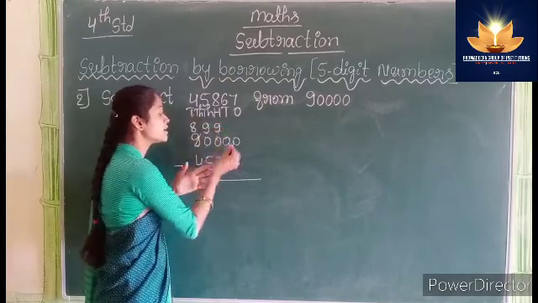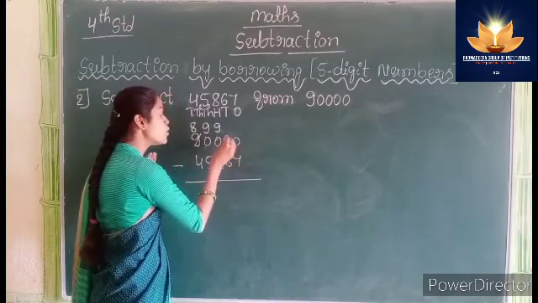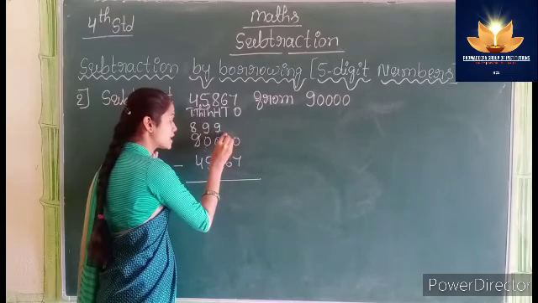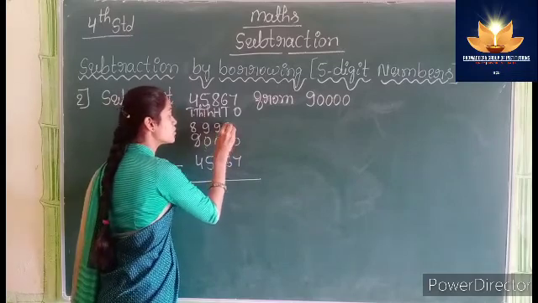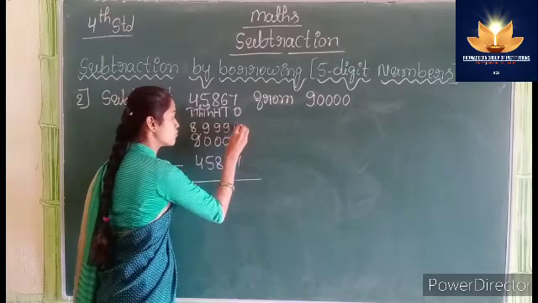And again here we have 0 in ones place. That's why we have to borrow 10 from this 10 tens. Here we have left 9 tens. And here we have 10 ones.